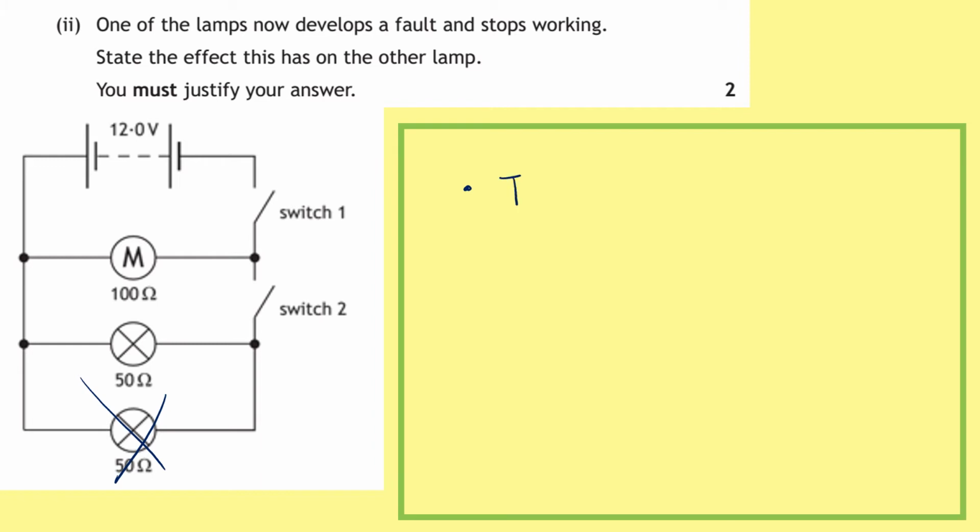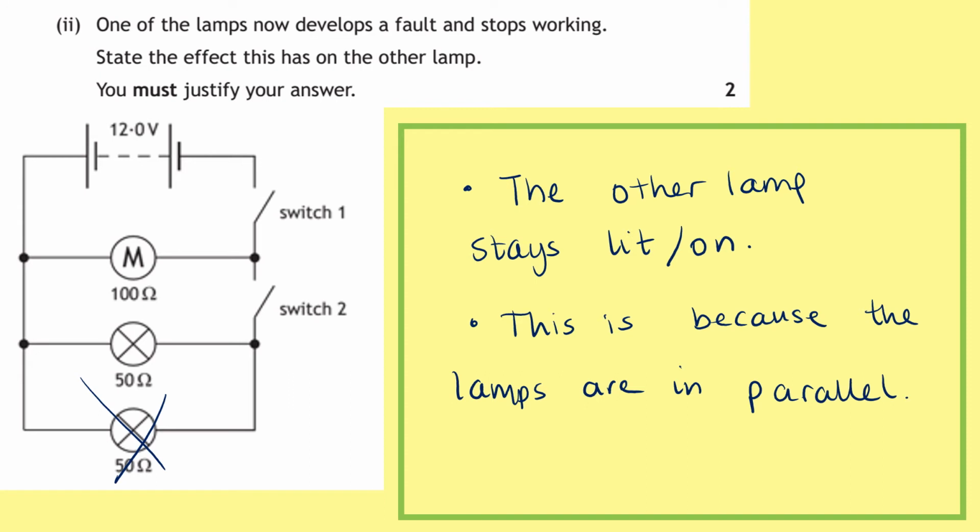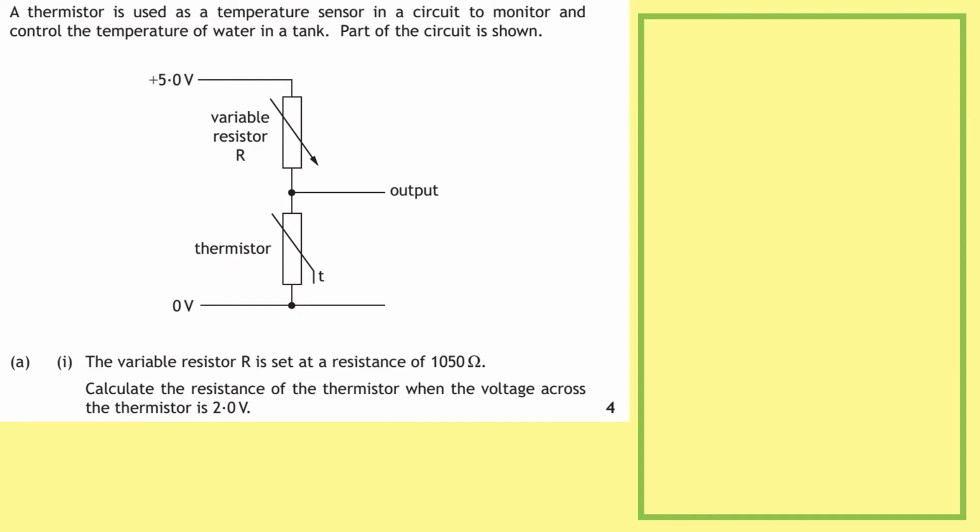So our first point can be the other lamp stays lit, or on, and this is because the lamps are in parallel. So I've written two sentences there, it's worth 2 marks, so I'd get a mark for each one. And we've got another question just here.